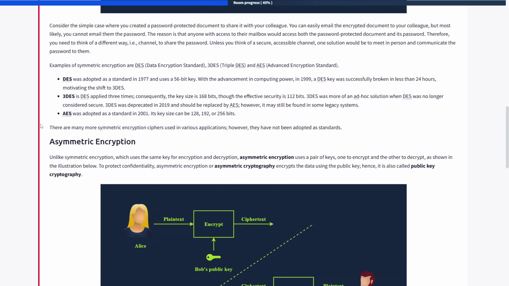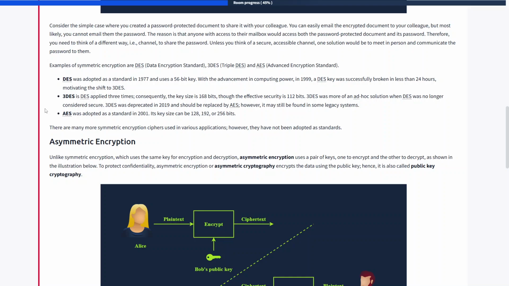Examples of symmetric encryption are DES, Data Encryption Standard, 3DES, Triple DES, and AES, Advanced Encryption Standard. DES was adopted as a standard in 1977 and uses a 56-bit key. With the advancement in computing power, in 1999 a DES key was successfully broken in less than 24 hours, motivating the shift to 3DES. 3DES is DES applied 3 times.